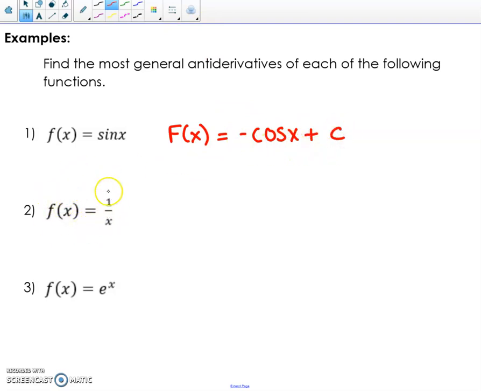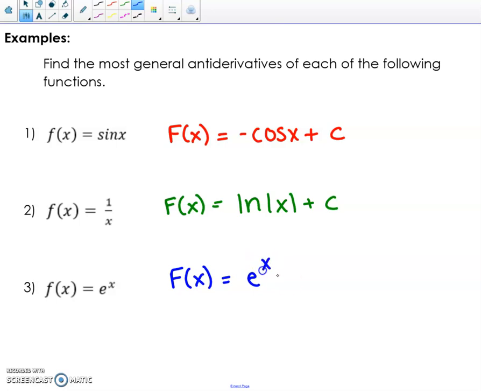Again, number 2, f of x equals 1/x. So 1/x is the derivative of what? The original function would be the ln of the absolute value of x plus c. And then on the last one, the derivative is e to the x. So what is e to the x the derivative of? That's the derivative of e to the x. And then we need a plus c.